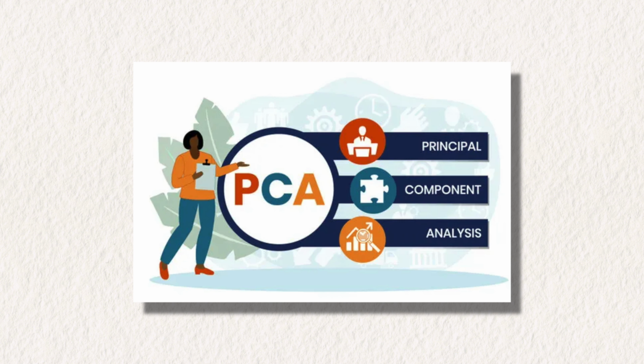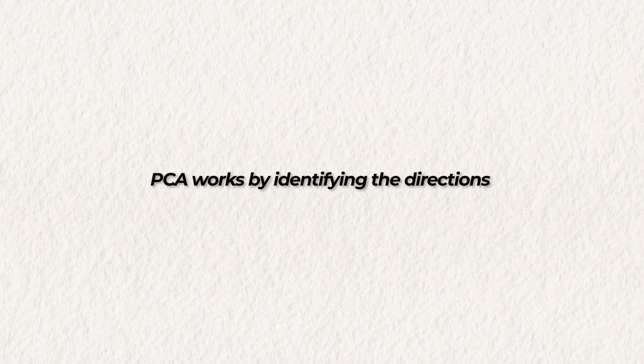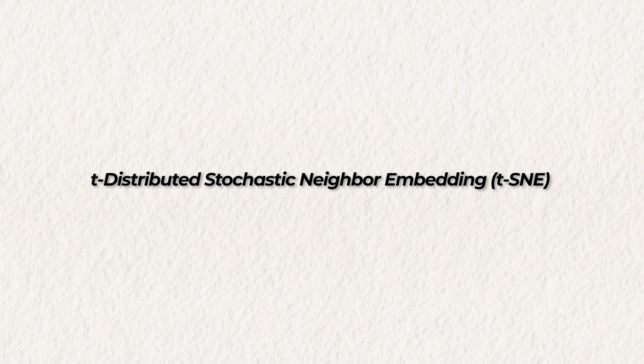They transform high-dimensional data into lower-dimensional representations while retaining critical information. Common techniques of dimensionality reduction. Principal component analysis, PCA. This is one of the most widely used methods. PCA works by identifying the directions, or components, where the data varies the most. These components are then used to project the data into a lower dimensional space.